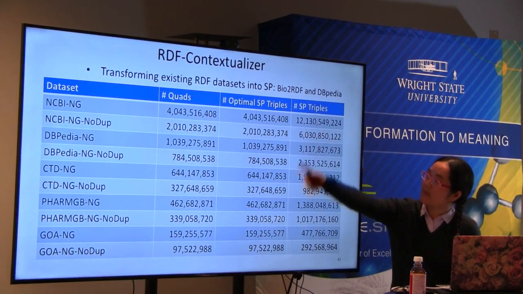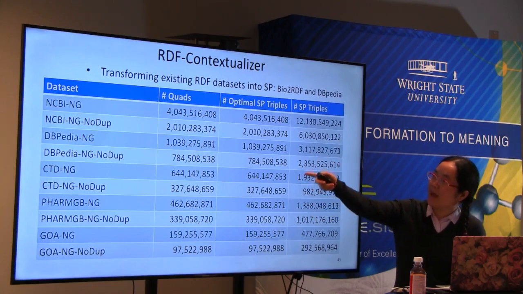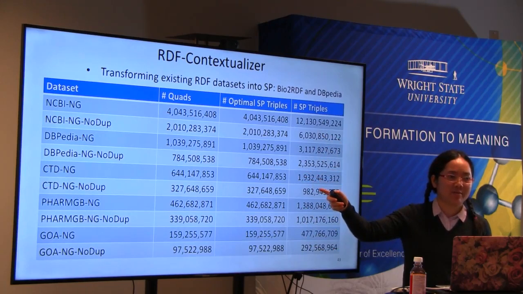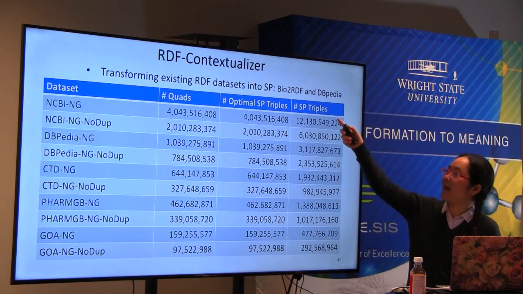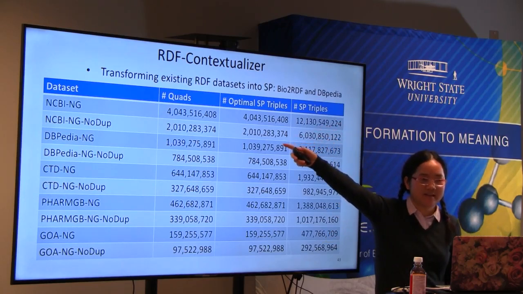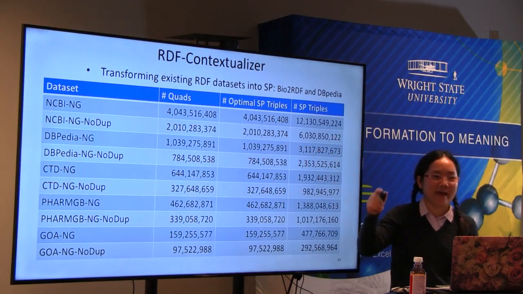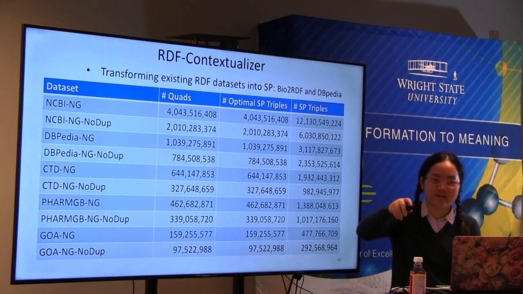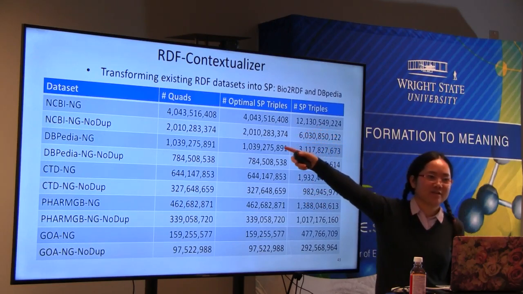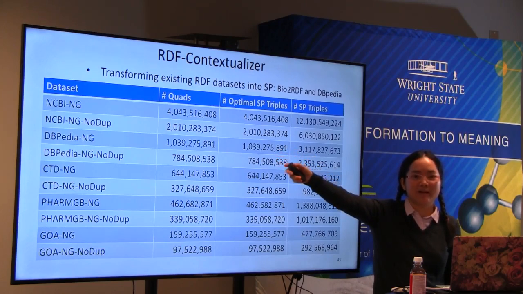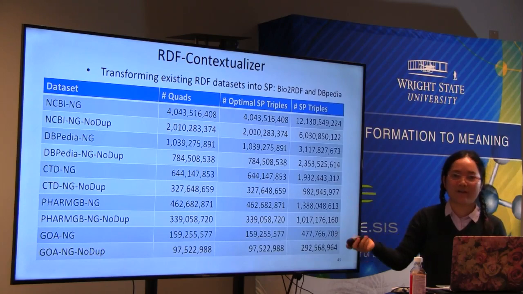So for the optimal SP triple, you can see that for the same number of quads, we have the same number of SP triples. And for the original syntax of the SP, we have three times of it. If somebody is looking for a compact representation in terms of serialization, they may look into it. It's 12 billion versus 4 billion. It's a big triple size. So that is one benefit at this point.